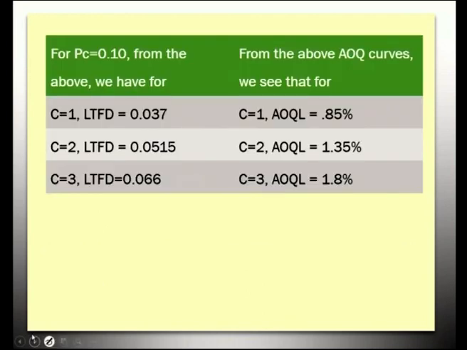Now, for PA is equal to 0.10, from the above data we have C is equal to 1, LTFD is 0.037 and C is equal to 2, LTFD value is 0.0515. For C is equal to 3, we have LTFD is 0.066. Now, based on the AOQ curves plotted on the diagram, we have the AOQ limit for C is equal to 1 is 0.85 percentage, and for C is equal to 2, the AOQL percentage is 1.35 percentage, and C is equal to 3, the AOQL percentage is 1.8 percentage.